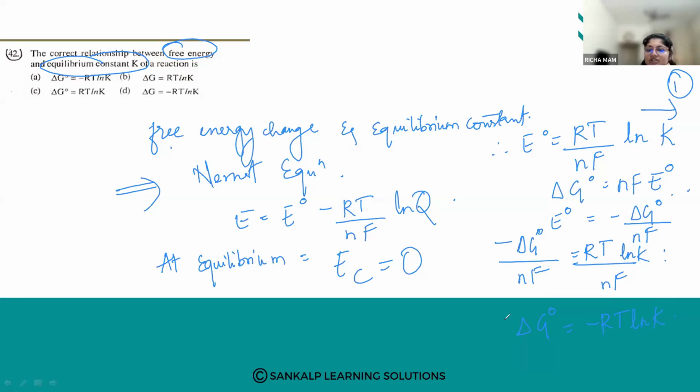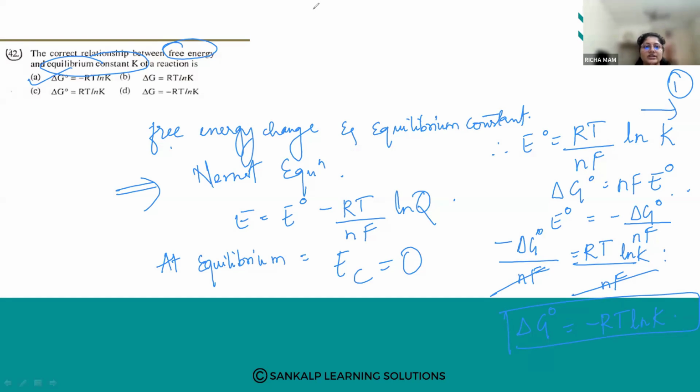So what is the equation? NF gets cancelled. So delta G naught is equal to minus RT ln of K. Which is the answer here? Option number A. So this is the relationship between free energy and equilibrium constant.